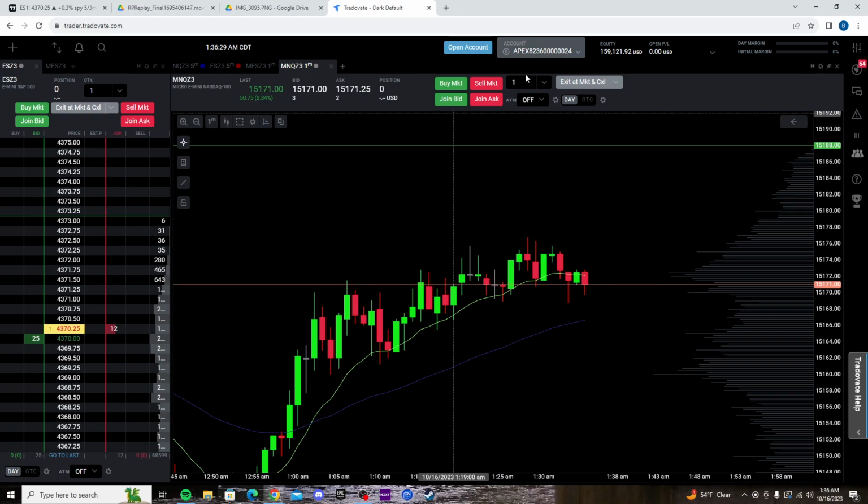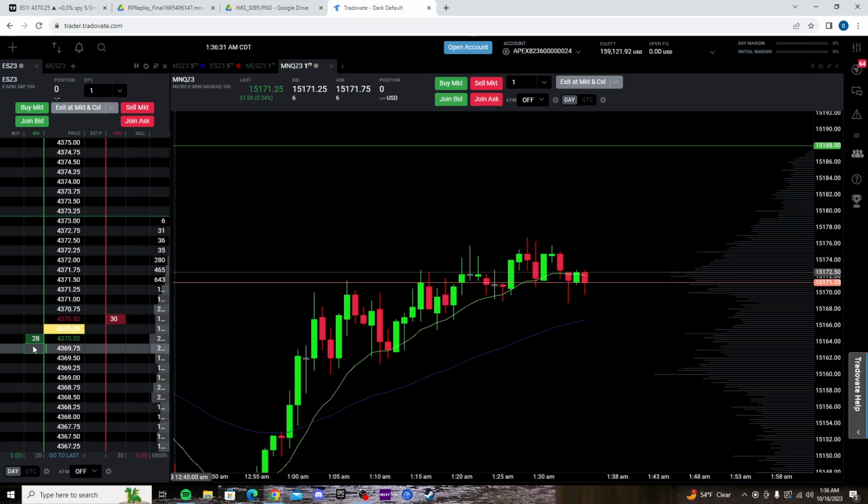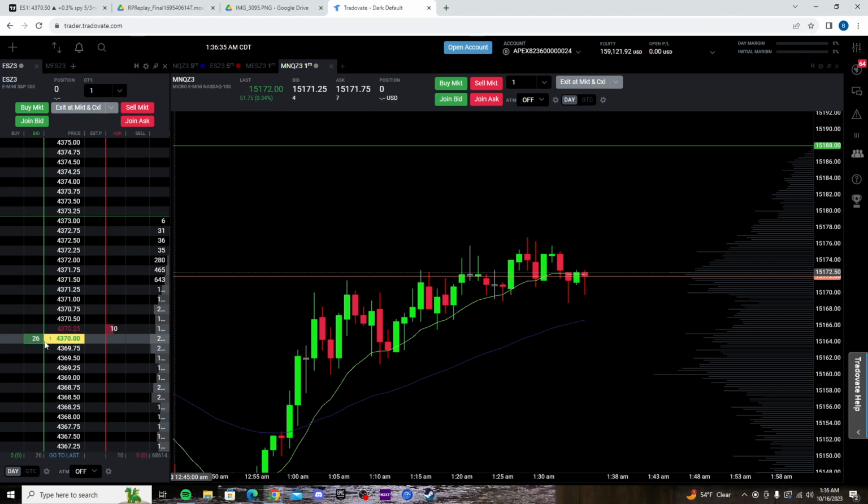And if everyone doesn't know big button mode, it's very simple. This is your order flow chart, okay? This is the bid, this is the ask. So when you're buying something at market, you're buying it normally at the ask. So when you go in and put a limit order, you normally won't get filled at the bid.